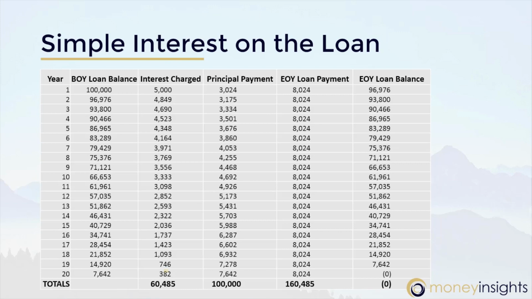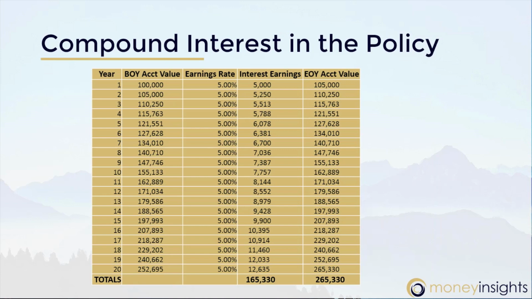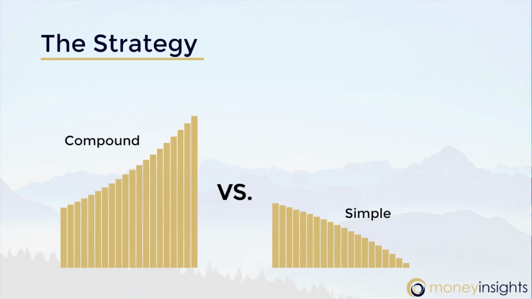By the end of the 20 years, we would have paid a little over $60,000 total in interest on the loan. At the same time, we have the $100,000 that's inside of our cash value that's growing and compounding over the same 20-year time frame, and it will have earned $165,000 in interest. So we put the two together, and not only are we generating more value inside the compounding, but a lot more that we're earning versus what we're paying in it.